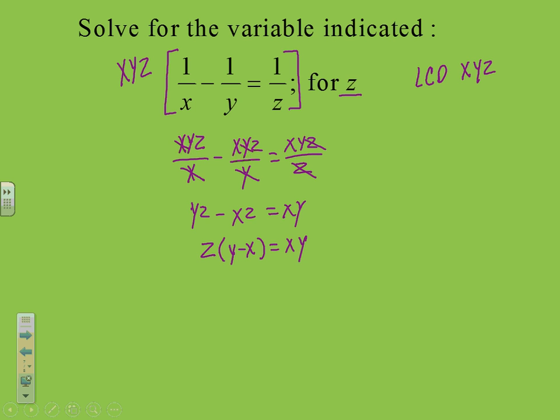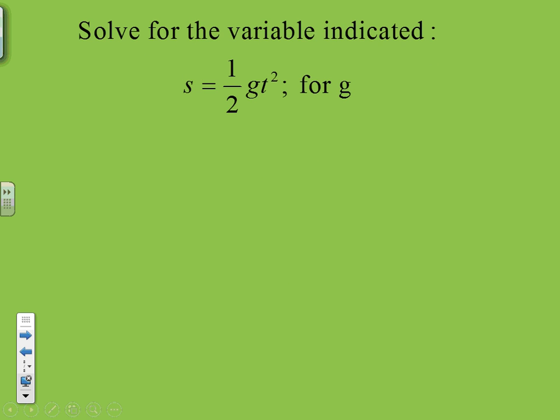So now the expression y minus x is multiplied to the variable that we're solving for. So here, those would simplify, and I would be left with z is equal to x times y over y minus x. And that would be it for that one. Final problem, not too challenging here, and then we're done.